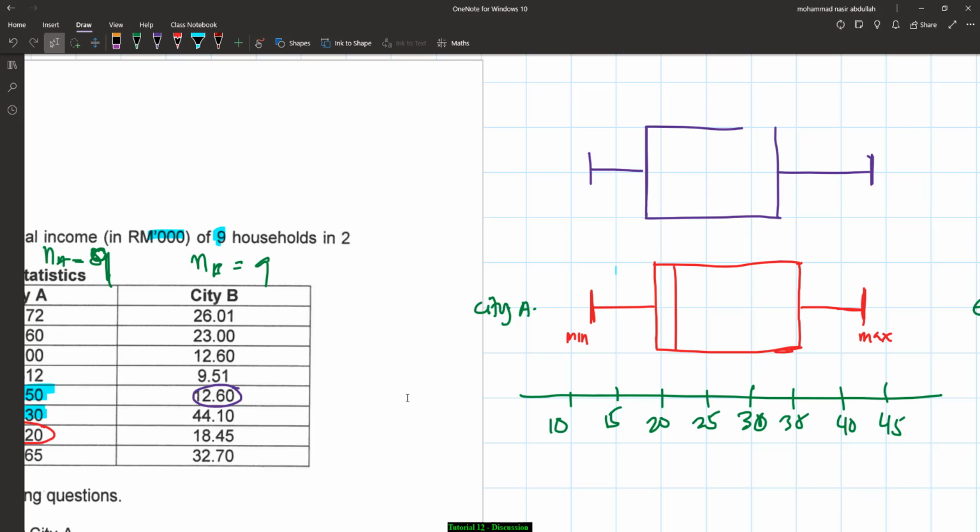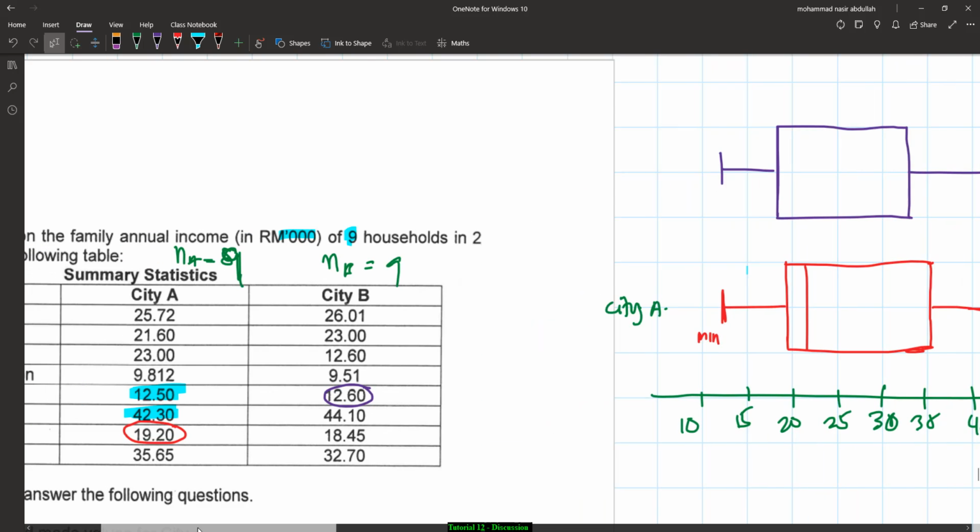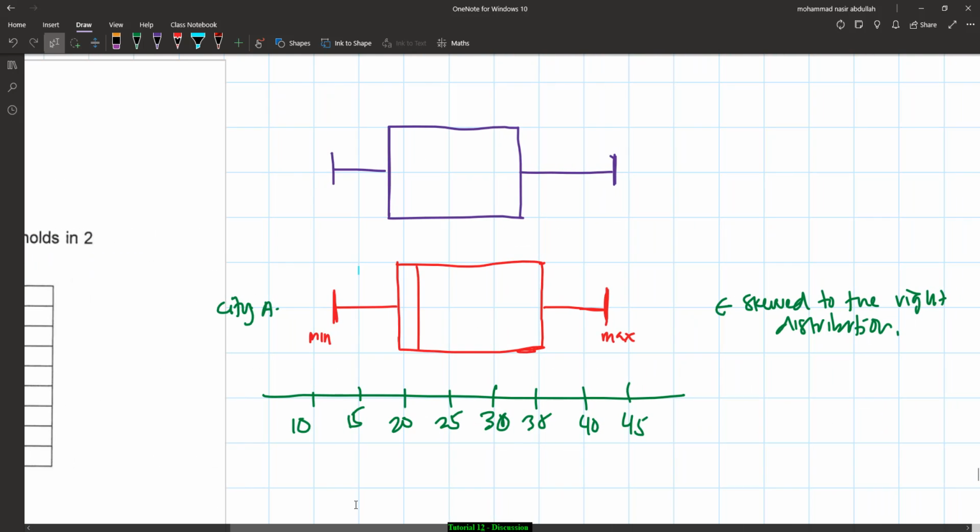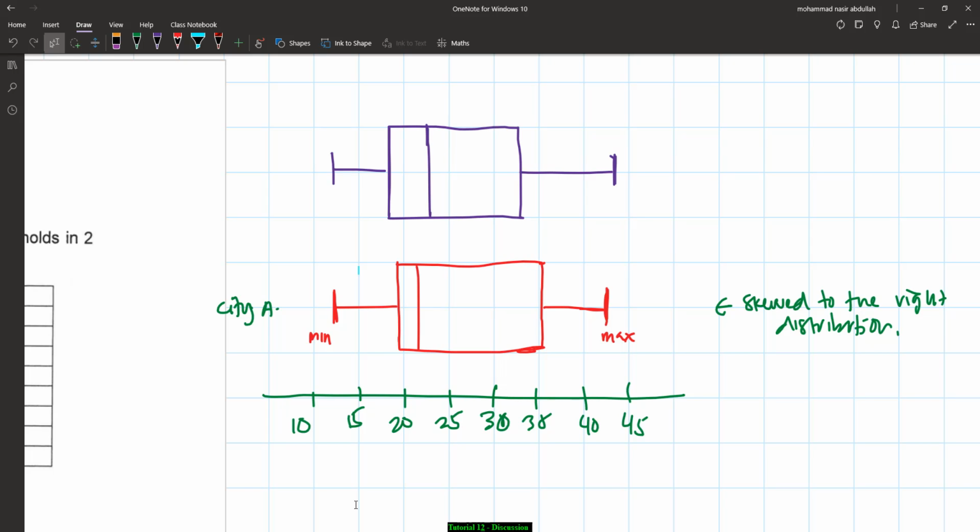But we are not yet finished. So quarter number 2, which is the median, is 23. 23 is somewhere here. That's why you need to measure it properly. So this is for CTB. So CTB also has a distribution skewed to the right. Alright.